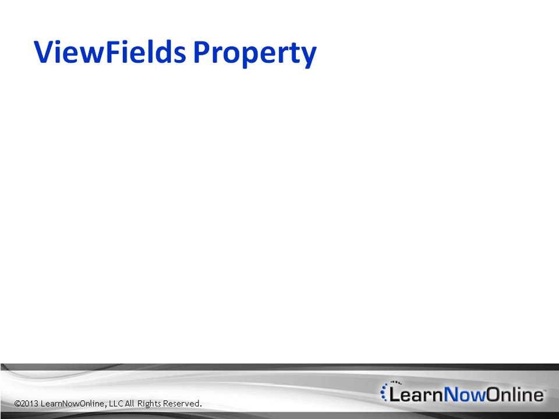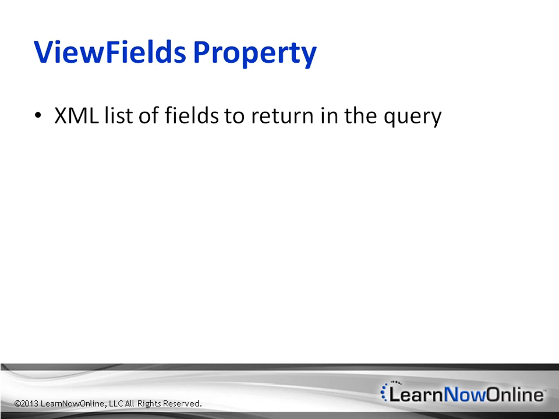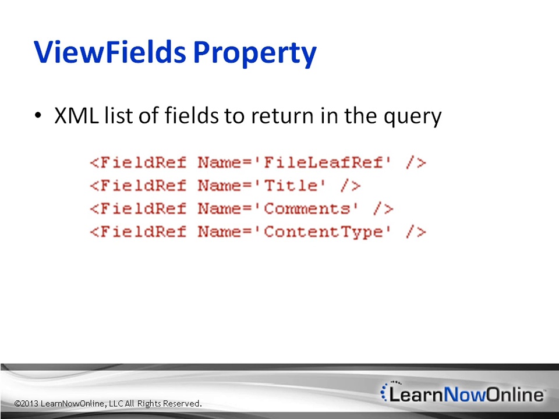And then the ViewFields property, we've already looked at that in the last demo, but it's basically an XML list of fields to return in the query. If you look at the following code, it looks amazingly similar to how, when we create content types, we use field refs, and they are the exact same elements. So at least we're getting a little bit of reuse here. We're familiar with creating content types and using field refs, and that's what we're doing here with the ViewFields property.